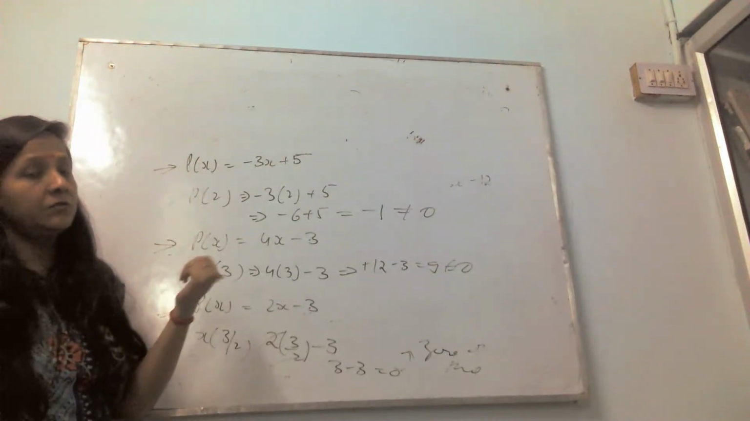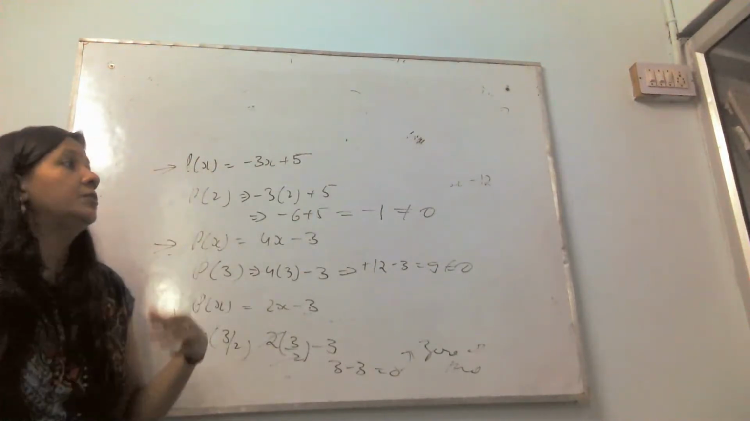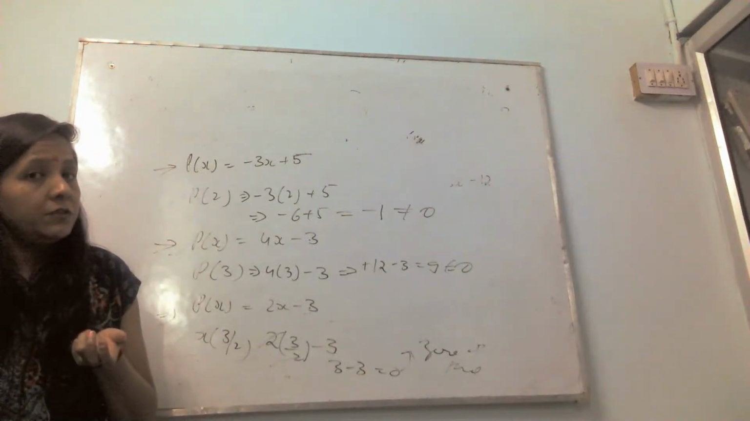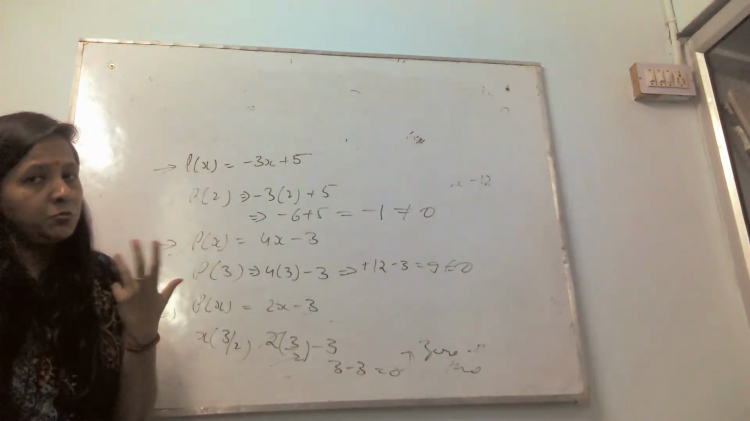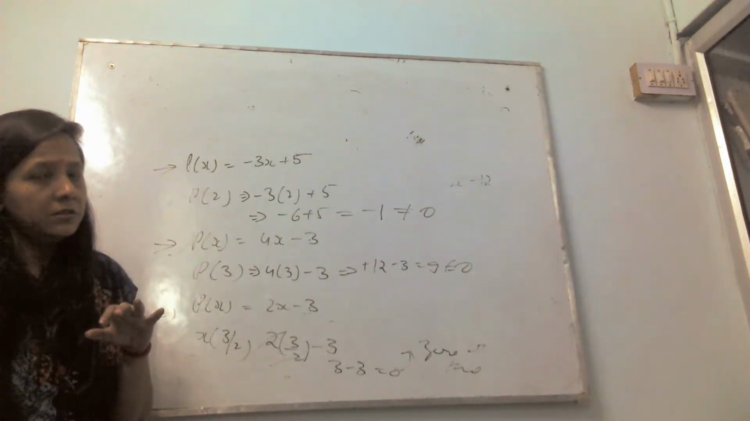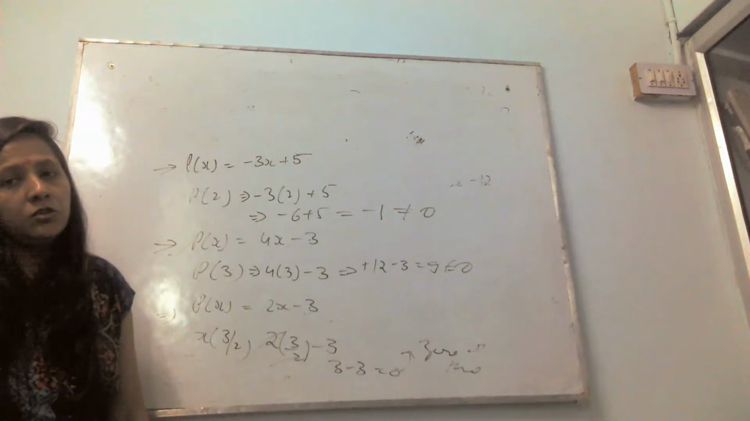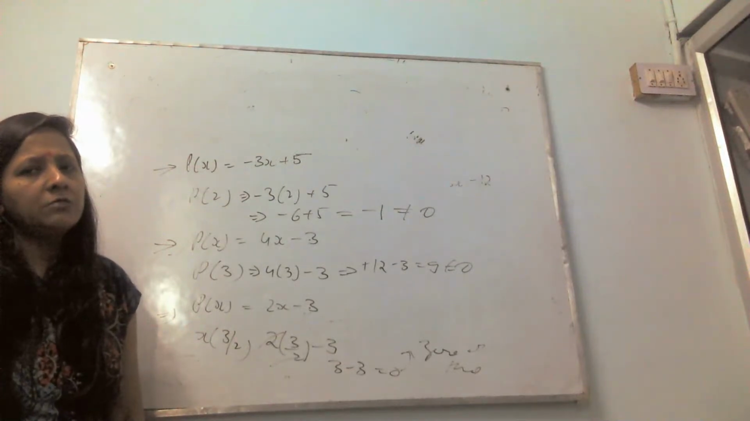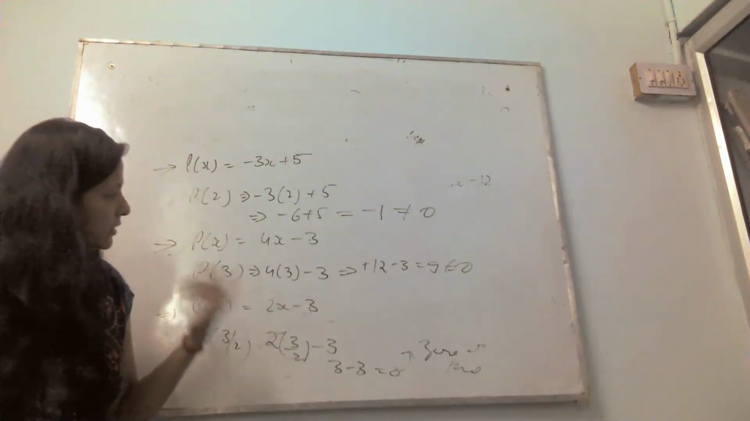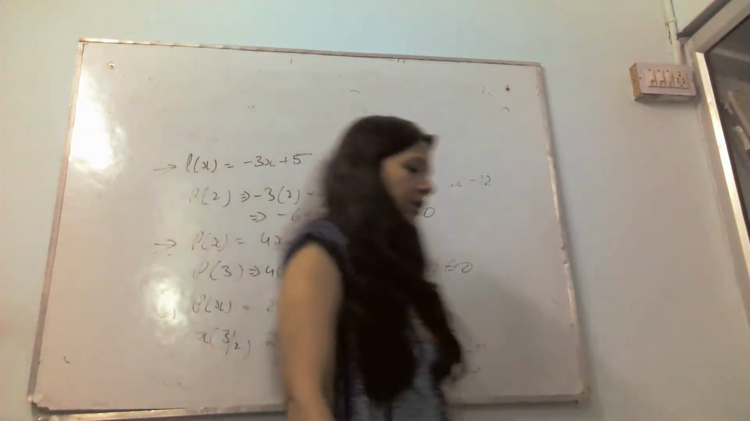Hope you get it. What is the zero of the polynomial? The value of the variable which turns the whole polynomial into zero. That is the zero of the polynomial. In short, the solution which makes the polynomial zero.